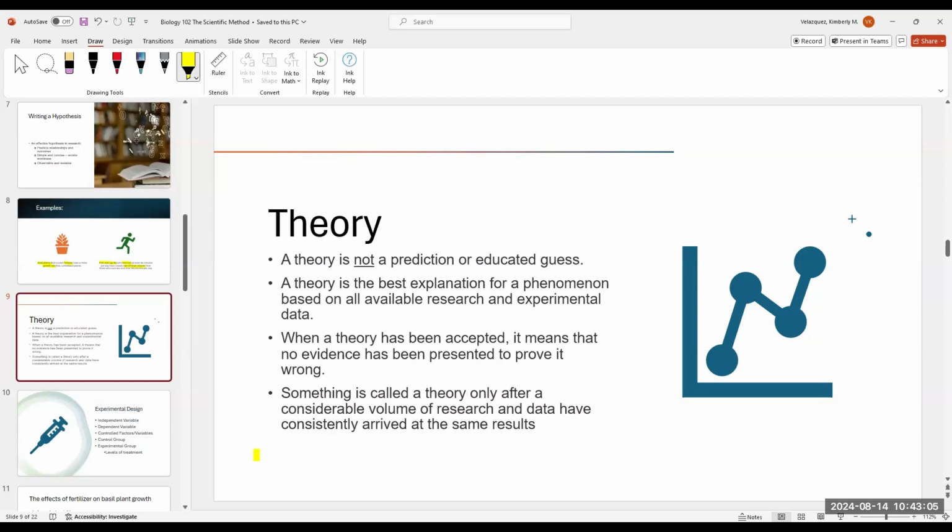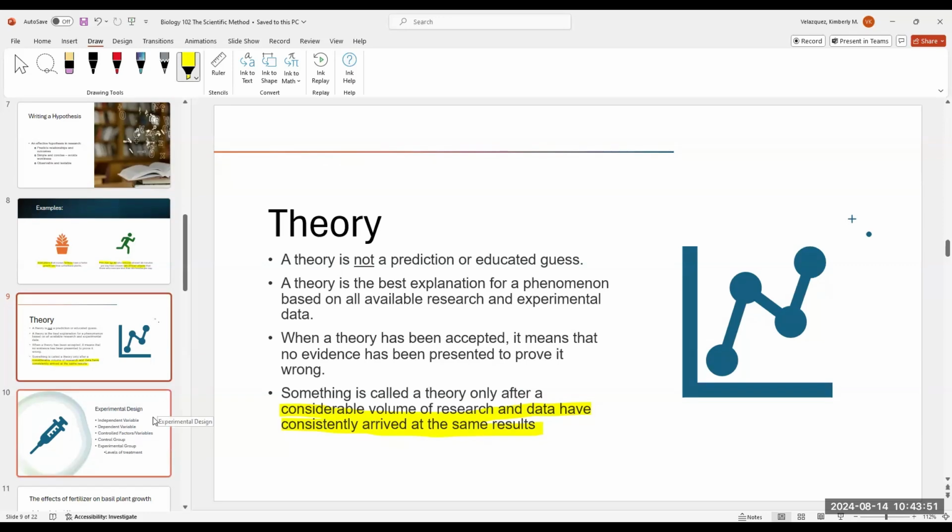So there aren't that many theories in science. In biology in particular, there's the cell theory that living organisms are made of cells. We pretty much have established that that's true. That's been proven over and over and over again. The theory of natural selection, which we'll talk about this semester, is a big overarching theme in biology, and it's something that's been supported by considerable volume of data. So considerable volume of research and data that have consistently arrived at the same results. Only then can something be called a theory. So you can't say I have a theory about the relationship between fertilizer and basal plants. That's a misuse of that term. That would really be a hypothesis.